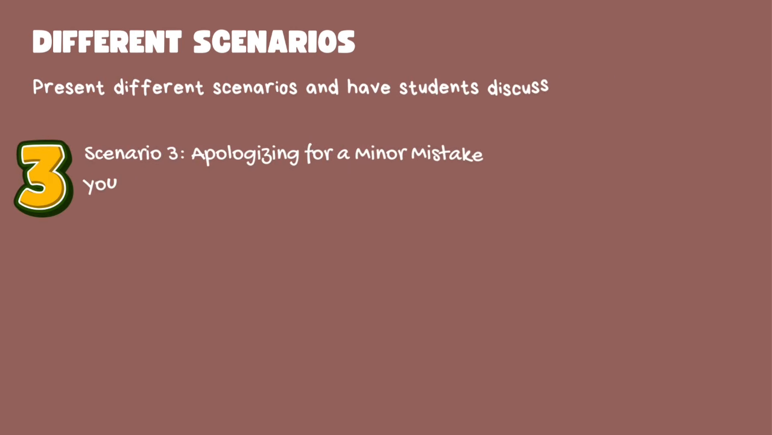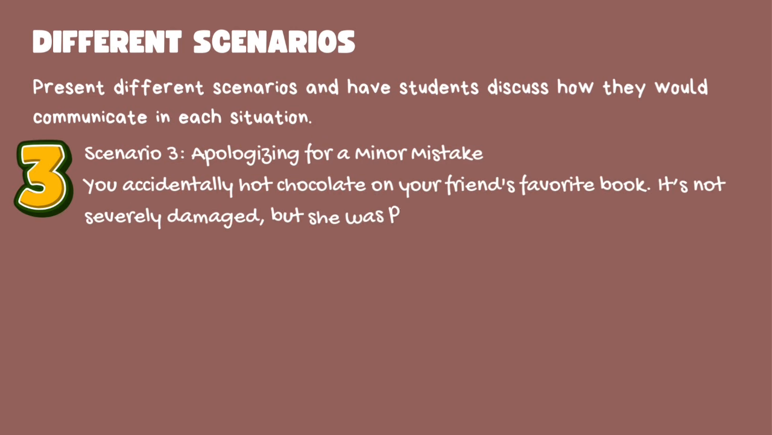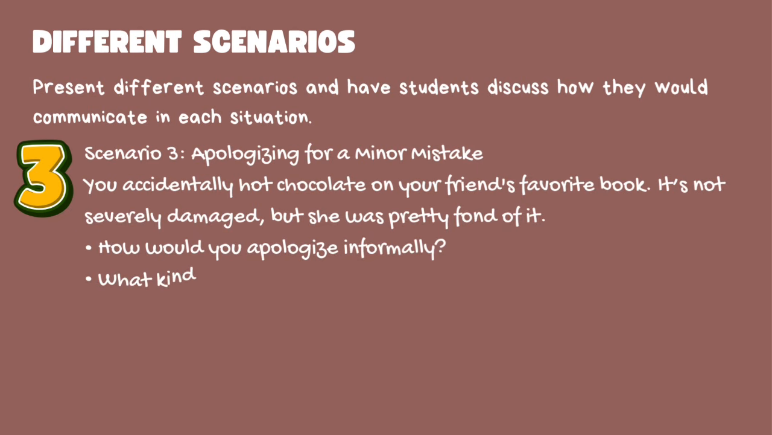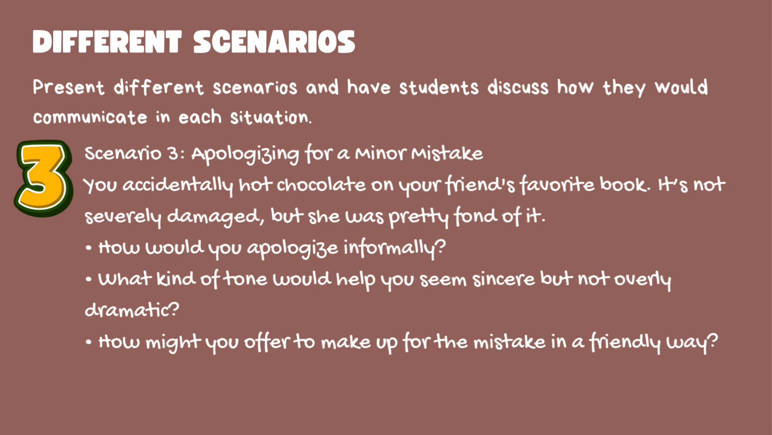Okay, scenario 3, apologizing for a minor mistake. So you accidentally put the hot chocolate on your friend's book. So natapon siguro yung hot chocolate dun sa favorite book mo. It's not severely damaged, but she was pretty fond of it. Okay, so how would you apologize informally? Oh no, I'm really sorry. I spilled on your book. My bad, I didn't mean to mess it up.